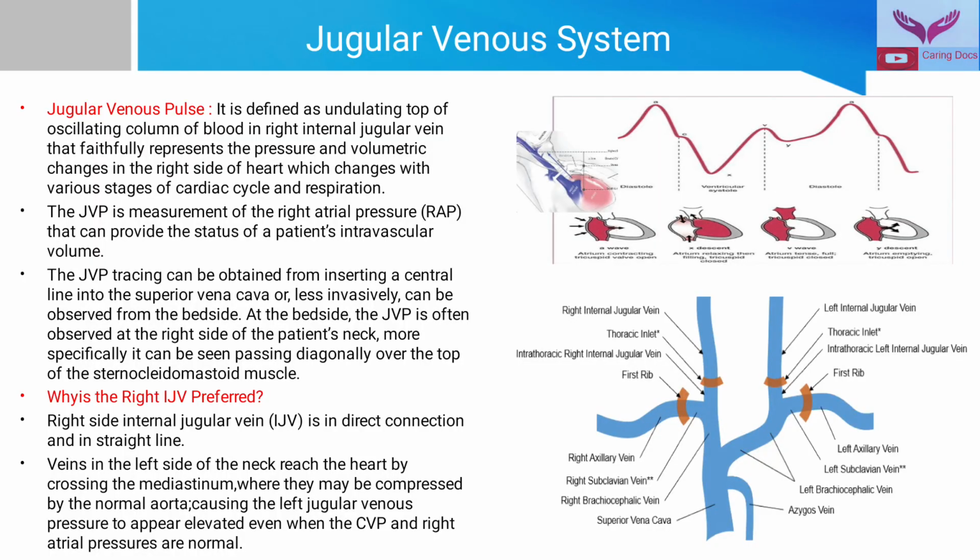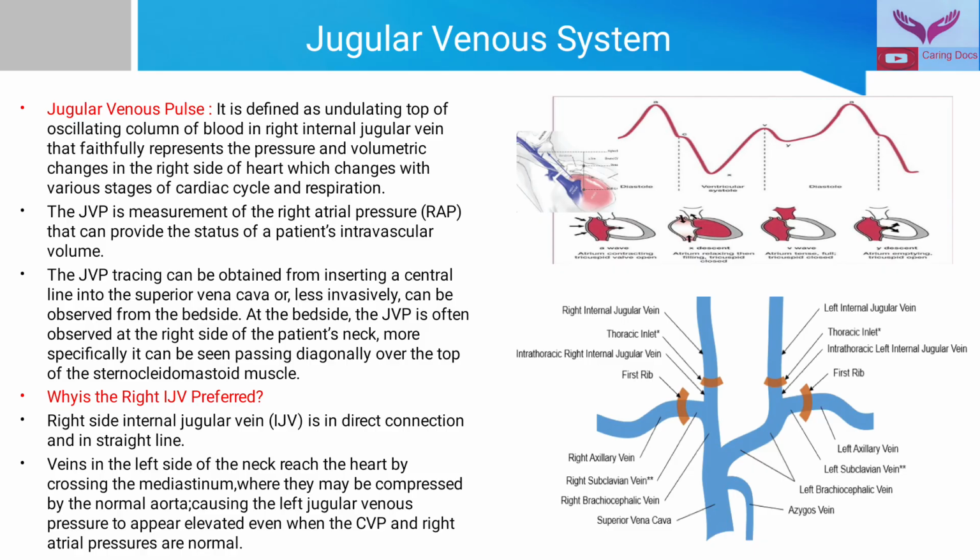Jugular venous pulse is defined as the undulating top of the oscillating column of blood in the right internal jugular vein that represents the pressure and volumetric changes in the right side of the heart, which changes with the various stages of the cardiac cycle and respiration. Jugular venous pressure is a measurement of the right atrial pressure that can provide the status of the patient's intravascular volume. The JVP tracing can be obtained by inserting a central venous line into the superior vena cava, or less invasively can be observed from the bedside.